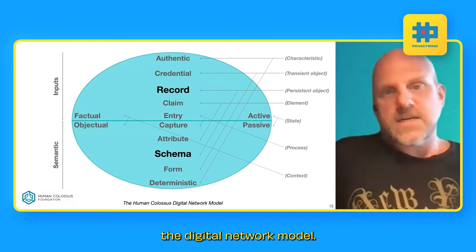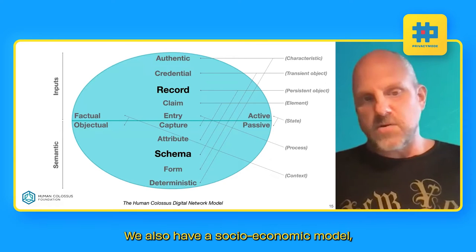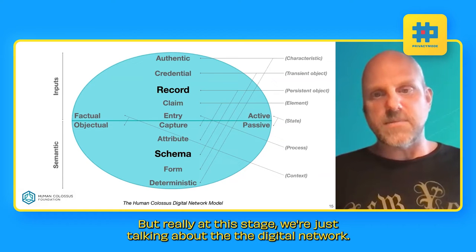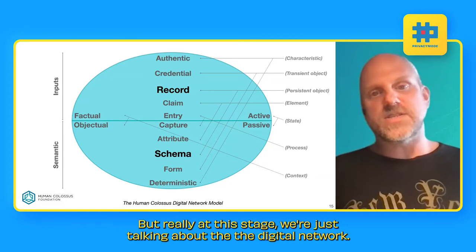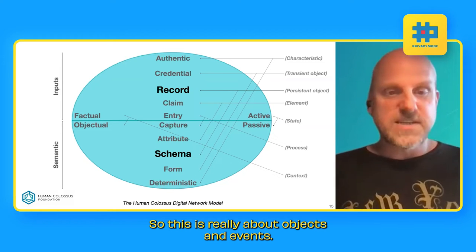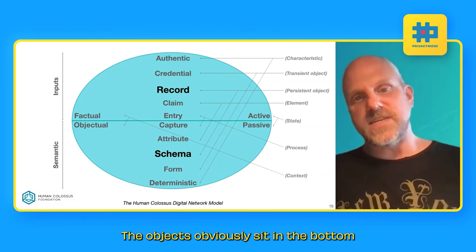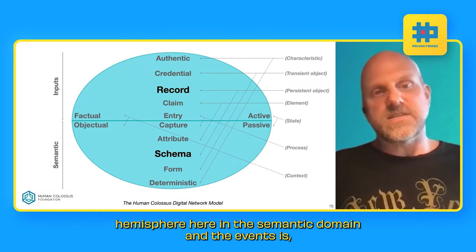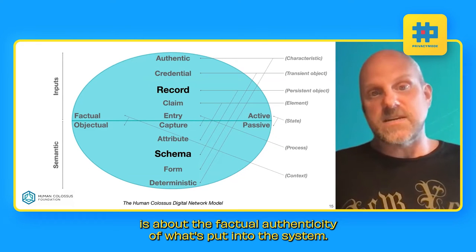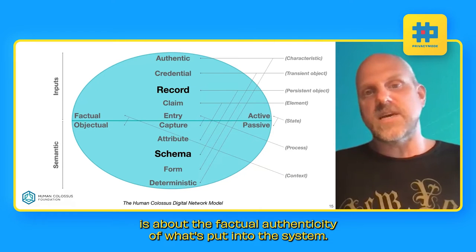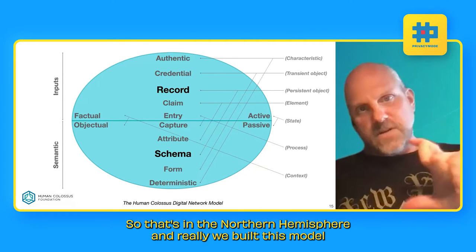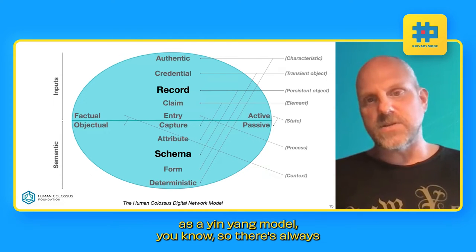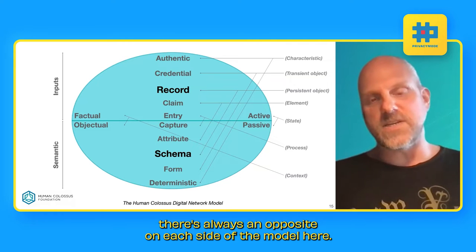This is the digital network model. We also have a socioeconomic model, which delves into the governance and economic domains. But at this stage, we're just talking about the digital network. So this is about objects and events. The objects sit in the bottom hemisphere here in the semantic domain, and the events are about the factual authenticity of what's put into the system, so the data inputs. That's in the northern hemisphere, and we built this model as a yin yang model. There's always an opposite on each side of the model here.